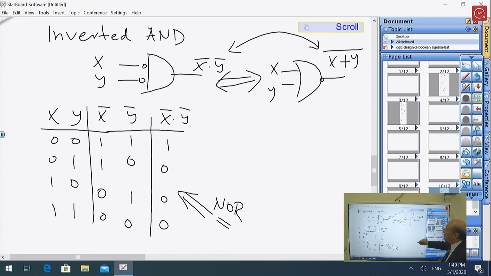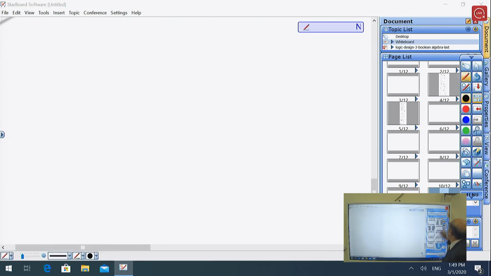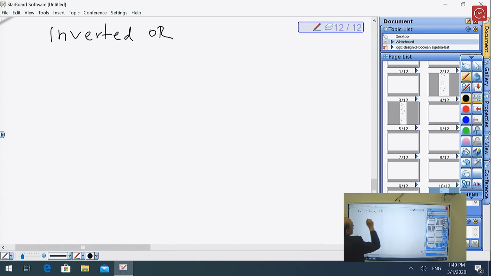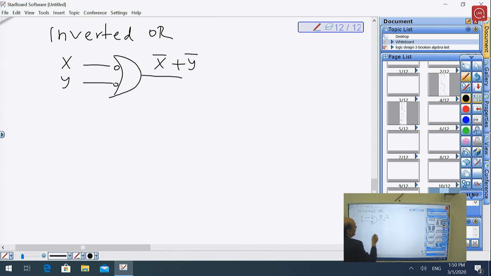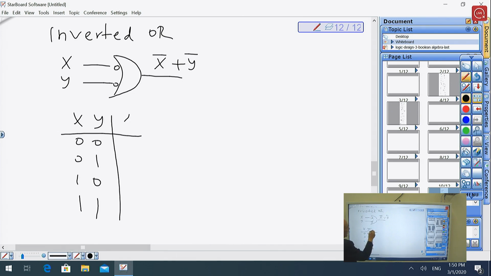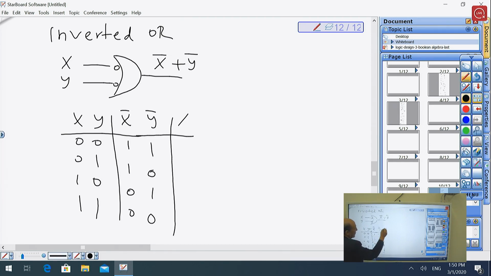Next, the inverted OR. You have to complement the variables before ORing them. So we have not X or not Y. And again, the truth table is easy to obtain. Here, not X is 1100 and not Y is 1010. Now you have to OR these two terms: 1110. And again, you are familiar with this form, it's a NAND.